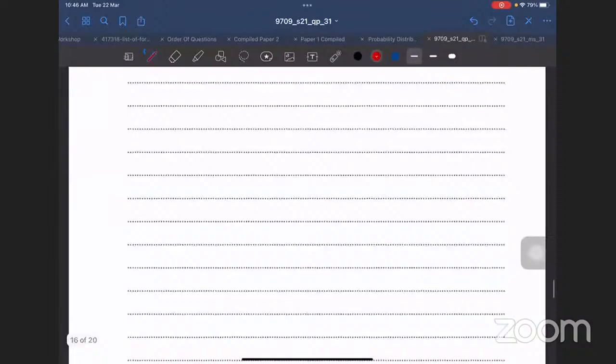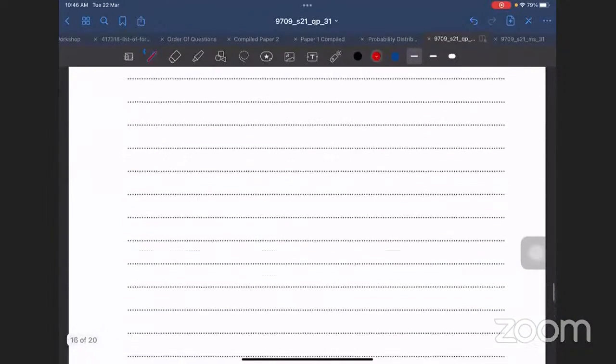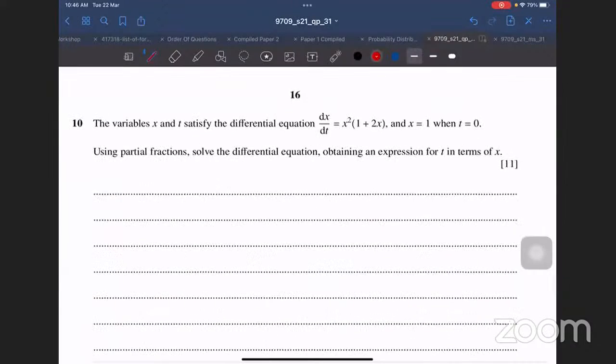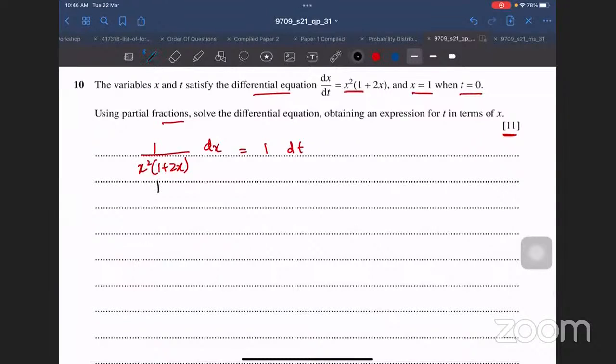The next one is about differential equations, and that's the last question on this exam. This says the variables x and t satisfy the differential equation, solve this using partial fractions. So I need to use partial fractions. I'm going to bring this to one side first. So this is dx, there's 1 and there's dt. x equals 1 when t equals 0. First I need to do partial fractions for this, so I'm going to do them on the side.